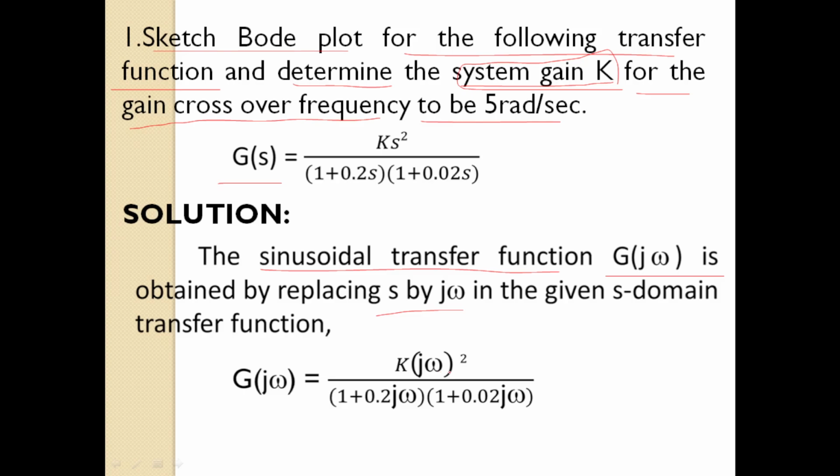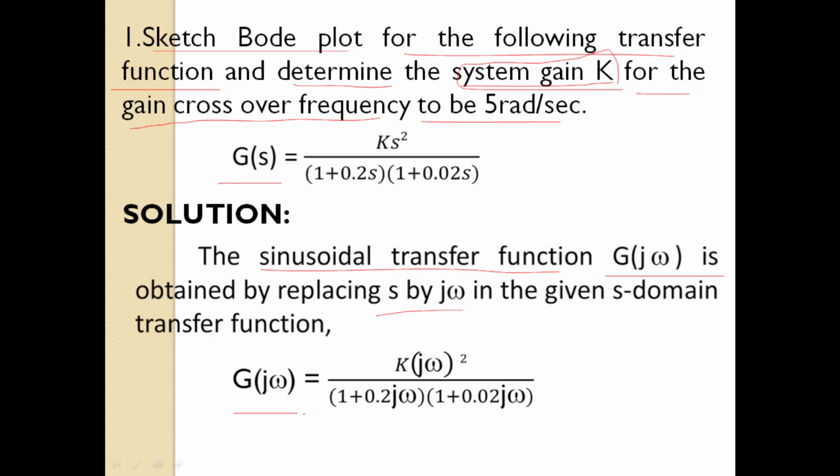equal to k into (j omega) to the power of 2 by (1 plus 0.2 j omega) into (1 plus 0.02 j omega). So in the denominator, 1 plus 0.2 j omega into 1 plus 0.02 j omega. Now this is our sinusoidal transfer function.